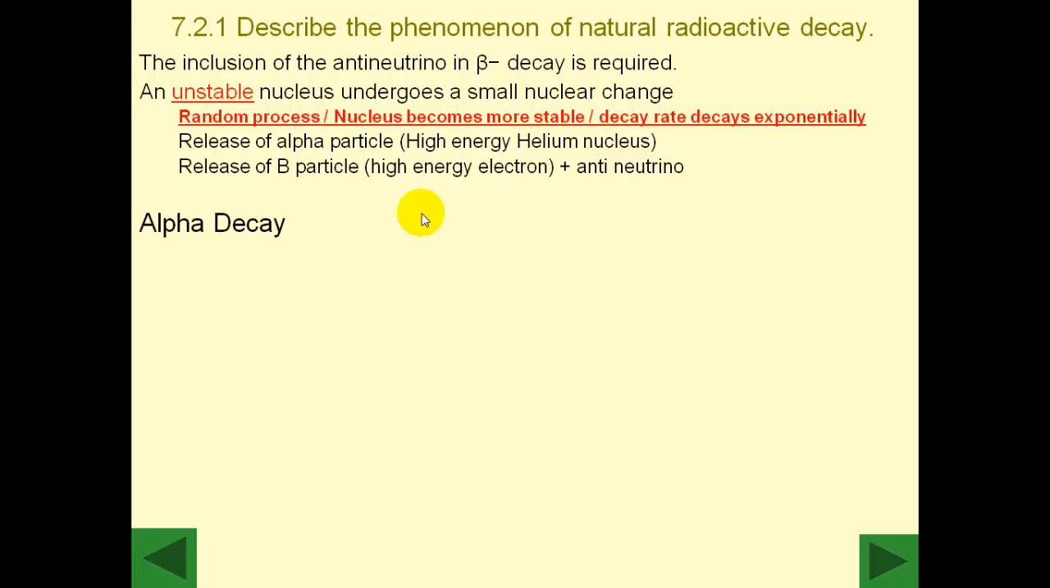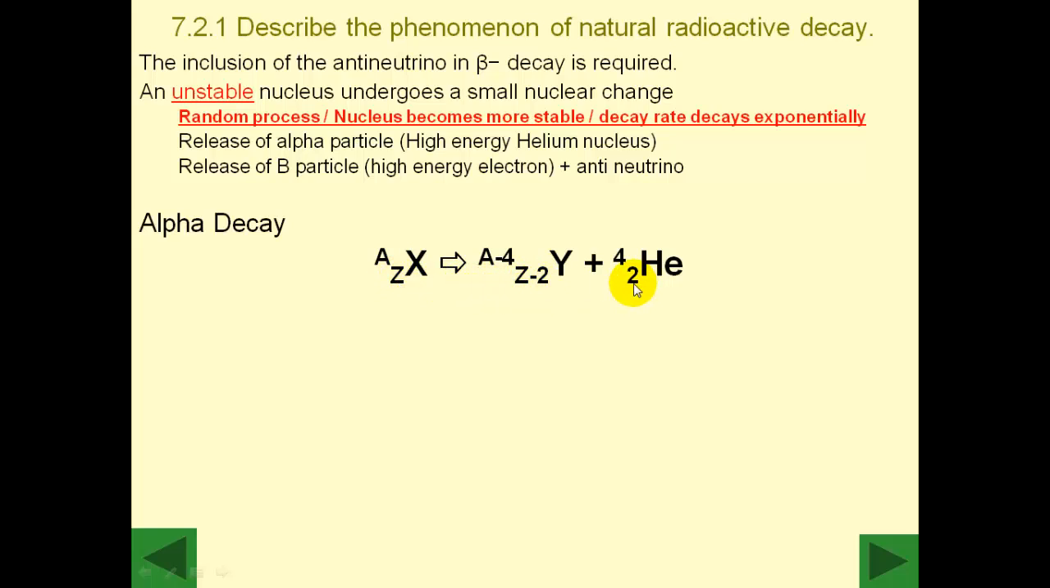So let's look at alpha decay. You'll have to forgive this clumsy way of annotating this. This is the atomic mass, this is the atomic number. The atomic mass is reduced by 4 because it loses 4 particles. There are 2 protons and 2 neutrons in the helium nucleus, so 4. And the atomic number reduces by 2.